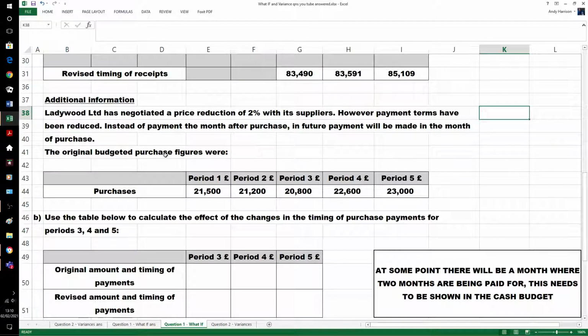So now we've got original budgeted figures, and then we're going to get 2% off. However, we have to pay them quicker. So, little note here, at some point there's a month where 2 months are being paid for. That's a cash budget issue. That's £20,000 negative on our bank account that we're hoping will pay for itself in the long run.